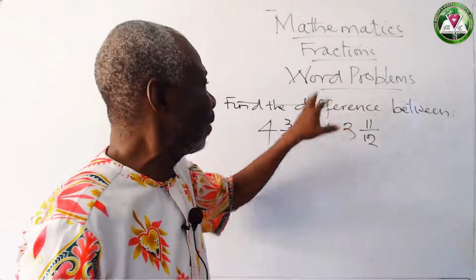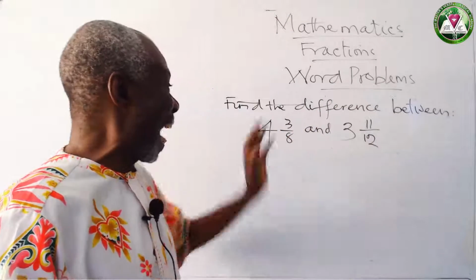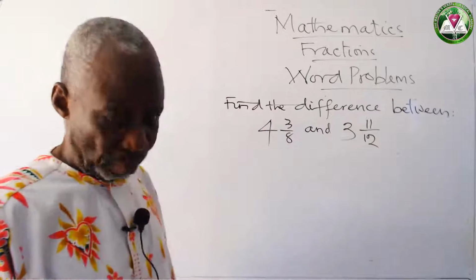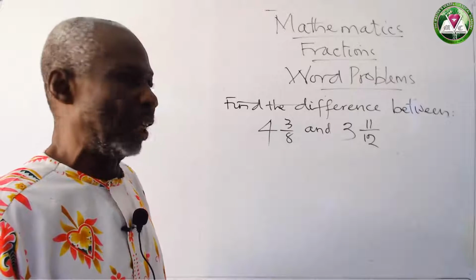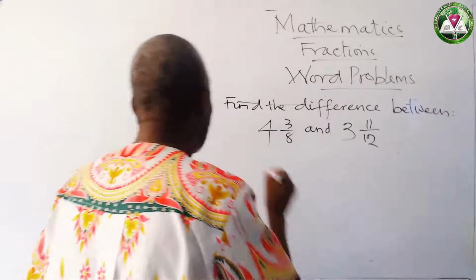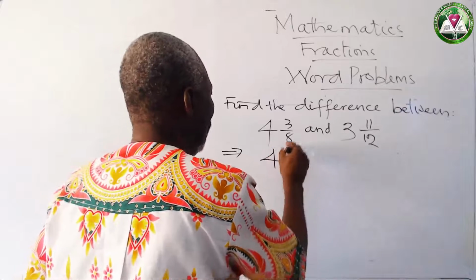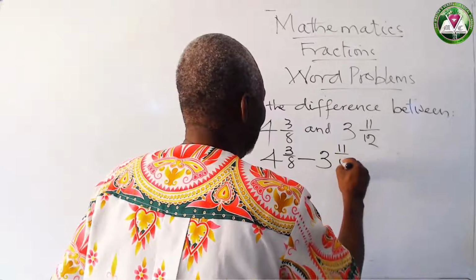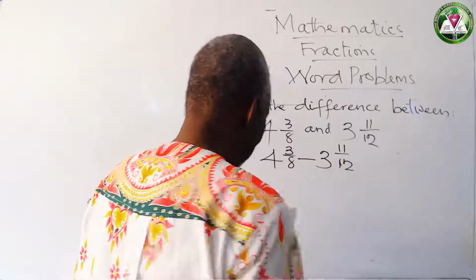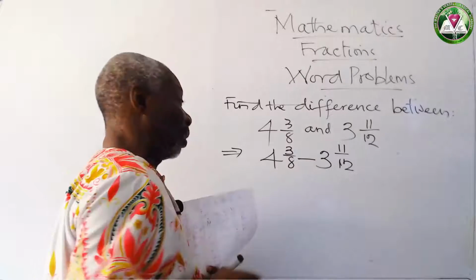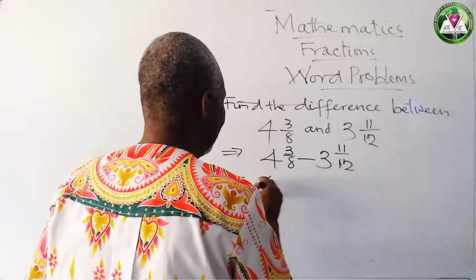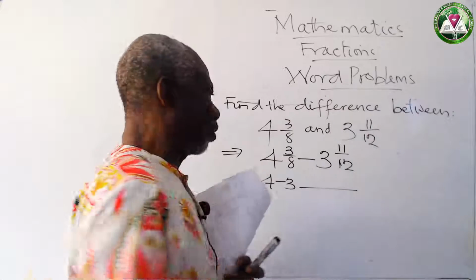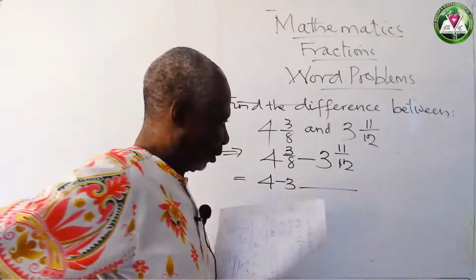Suppose they wrote, find the difference between 3 11/12 and 4 3/8. Put the bigger number first before the smaller number. And then you do your subtraction. They have placed it very well for us. So this translates as 4 3/8 minus 3 11/12. As usual, we consider the whole numbers first. So this means 4 take away 3. After that, we consider the proper fractions, 3/8 and 11/12.